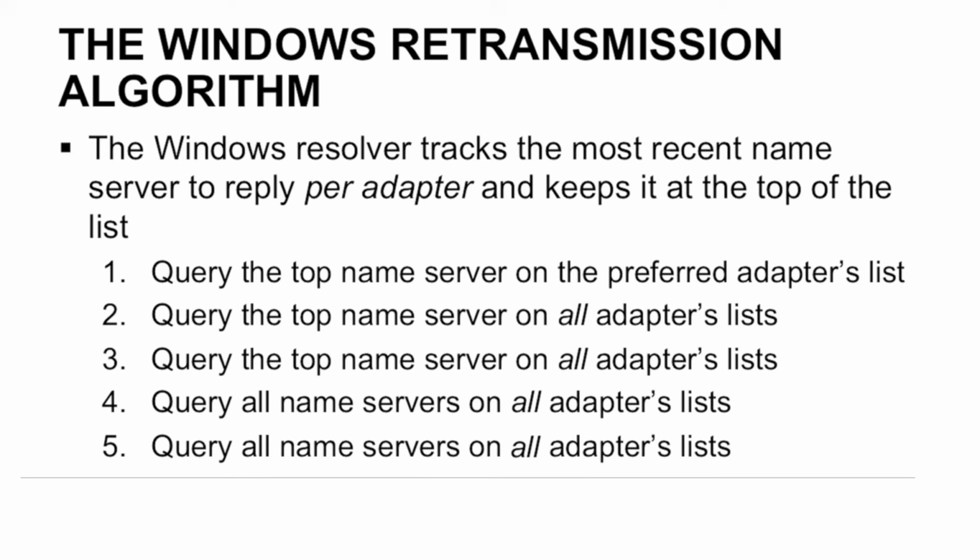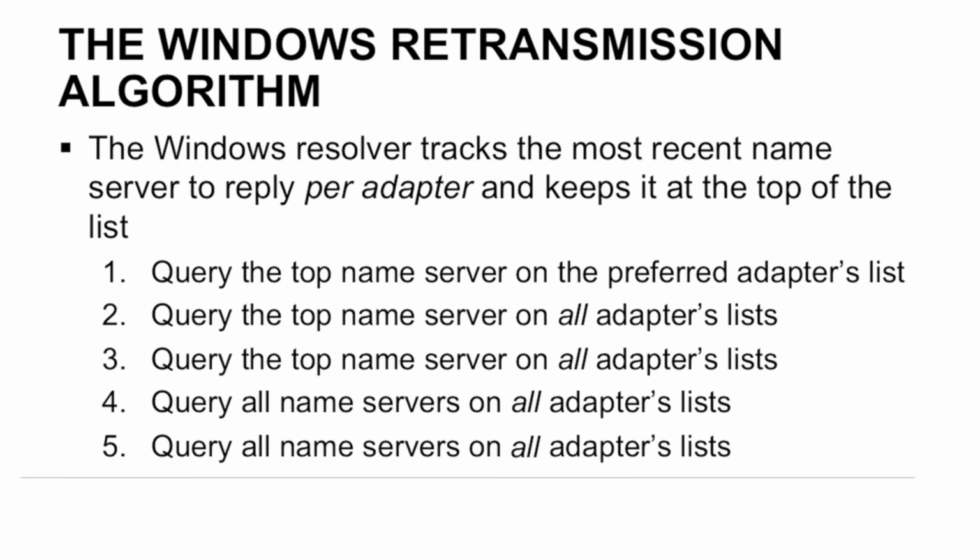If none of these respond, the resolver rotates all those name servers to the end of their respective lists and queries the top name server on all adapters lists again. It waits up to the third timeout. If none respond, the resolver, really desperate by now, shotguns the query to all of the name servers on all of the adapters lists simultaneously. It waits up to the fourth timeout and then does it again.